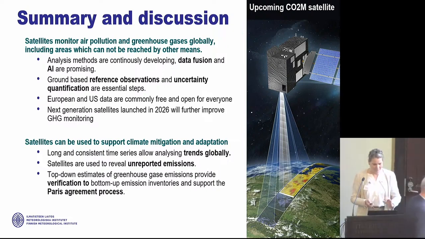And the last and most important part is here, and I see my time is running out. So I think that satellites can really be useful in supporting the climate mitigation and adaptation. These long and consistent time series allow studying trends and changes globally, and they can reveal unreported emissions. And I think that in this top-down, bottom-up framework and discussion, we will learn a lot more and new things about the carbon emissions and sinks globally, and support in that way also the Paris Agreement process.